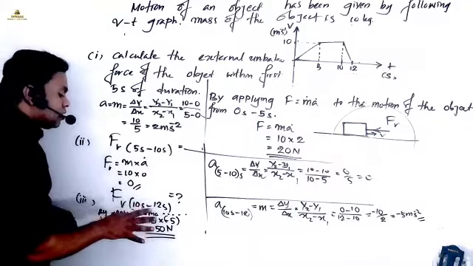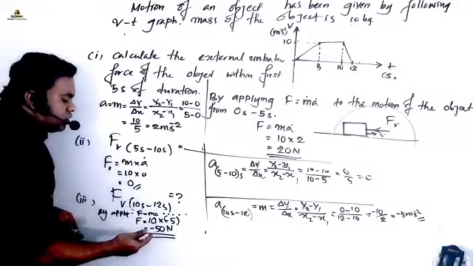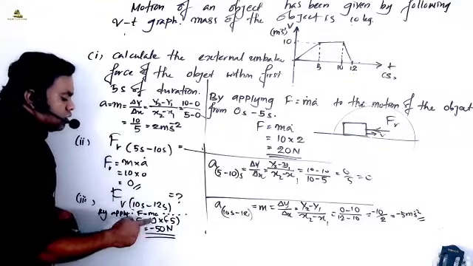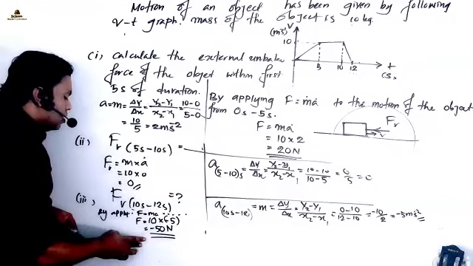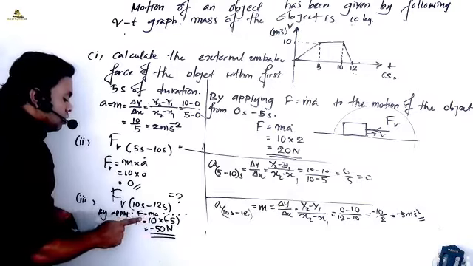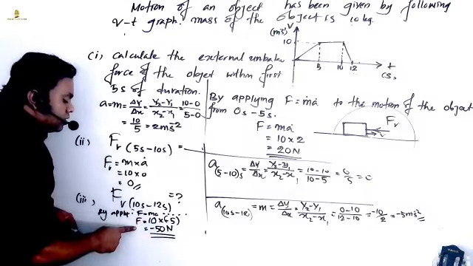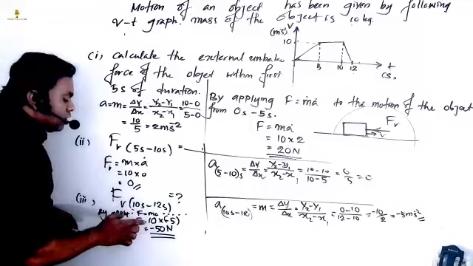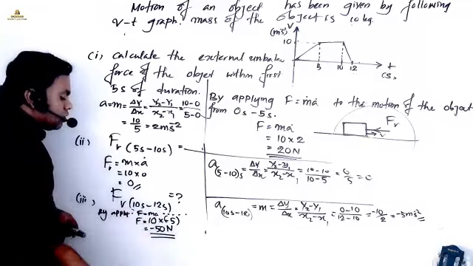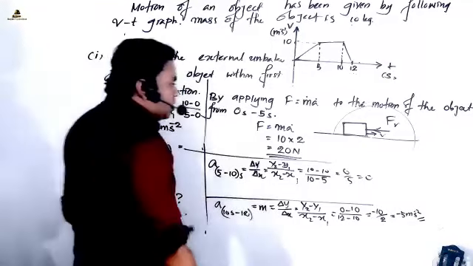Sometimes in questions, you are asked to describe the direction of this external unbalanced force. Then you have to say this object is exerted minus 50 newtons of force, or you can say 50 newtons of force has been applied to the object opposite to the direction of its motion.